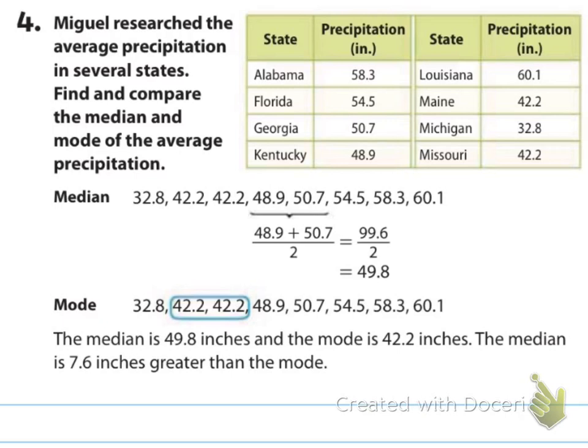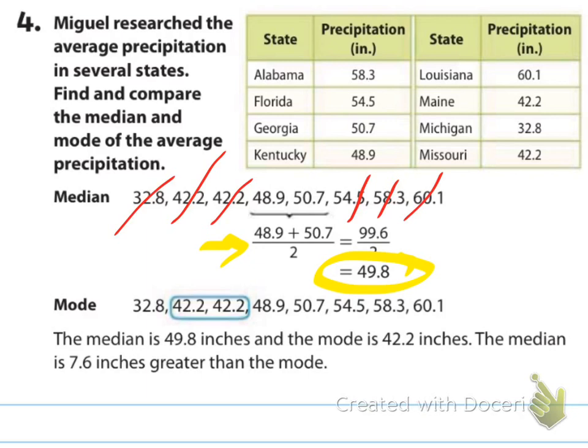All right, so median, we're going to put them in order from least to greatest. And then we're just going to do our tag, you're it, tag, you're it. Darn. There's 2 in the middle. That's not chicken dinner. So we got to add them together and then divide by 2, which you see here. And then you'll get your median is 49.8 inches of precipitation.